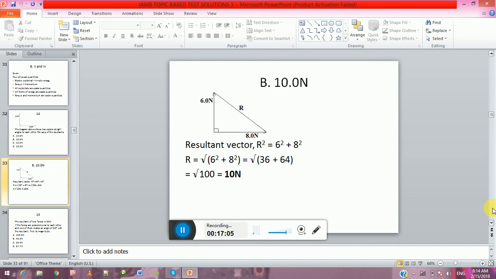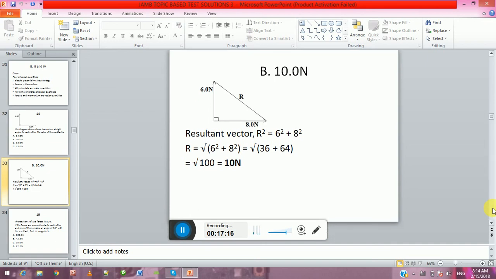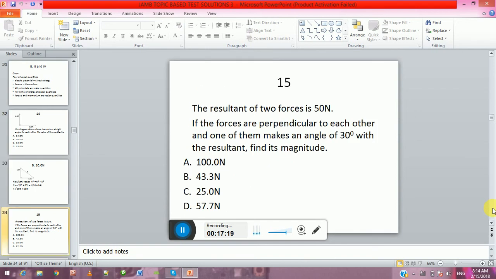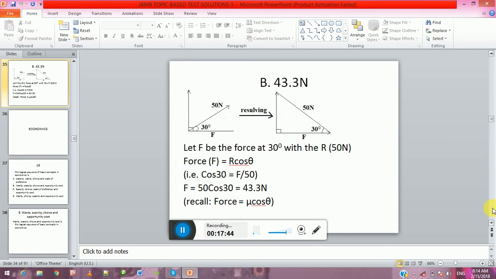Take note, it's a simple formula. Just know that the resultant is equal to the square root of the addition of the squares of the other sides. Now the resultant of two forces is 50 newtons. If the forces are perpendicular to each other and one of them makes an angle of 30 degrees with the resultant, find its magnitude. This is similar to the first one. A is 100, B is 43.3, C is 25.0, D is 57.7 newtons.